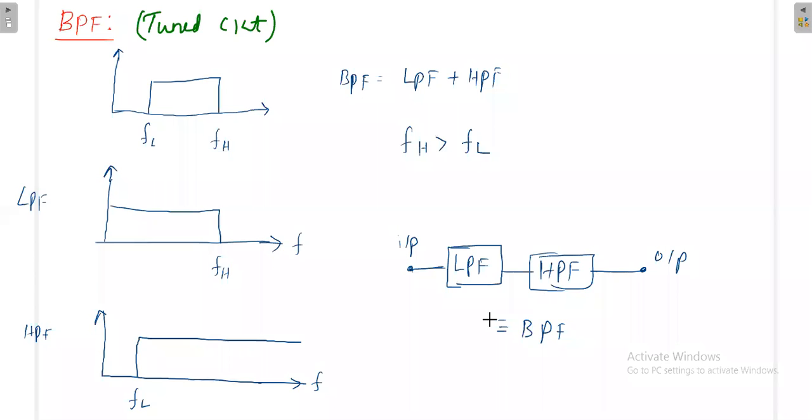So the only condition here is that FH should be greater than FL. If you want to design the band pass filter with the help of low pass and high pass filters, this is the only condition you have to follow.